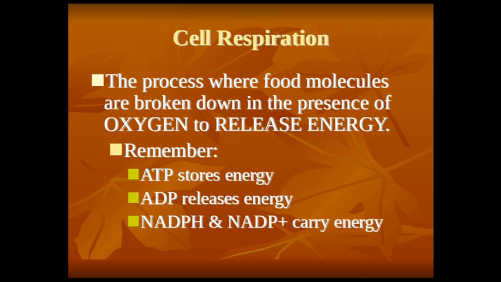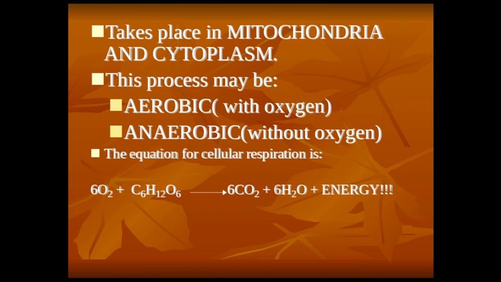All right, so cell respiration is really just the process how we animals break down food in the presence of oxygen, right? So that's what we breathe in, and it releases energy, and that energy is ATP, right? So remember, ATP stores energy, ADP releases energy, and those two carrier proteins are what's carrying the energy around our cells, right? So cell respiration is us using oxygen, breaking down food molecules to make us have energy, right? So it takes place in the cytoplasm and the mitochondria. So it's going back and forth there, sort of.